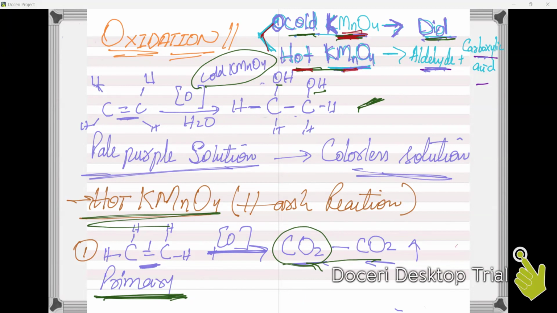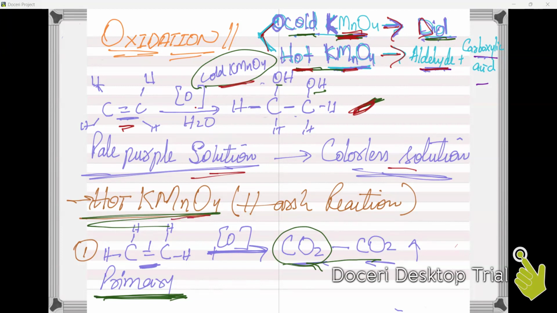If it reacts with cold KMnO4, then it will change into what? It will change into diol. If it reacts with hot KMnO4, it can change into aldehyde and carboxylic acid. So let's suppose I have an ethene over here and I'm treating it with cold KMnO4 in the presence of oxygen. So what I'll be getting as a result is a diol over here. And the purple color will change into a colorless solution.